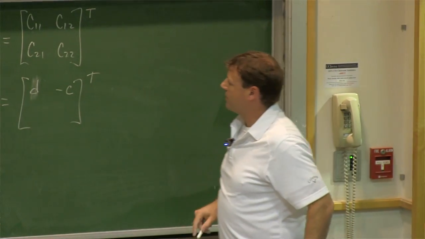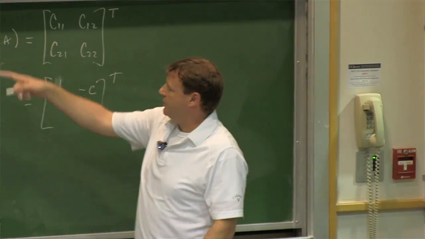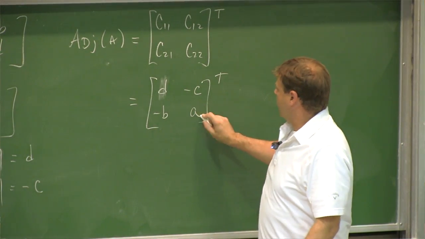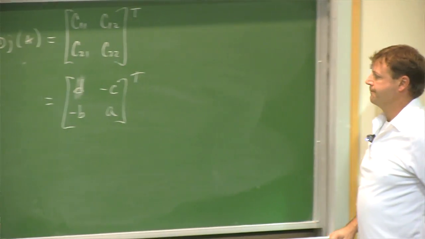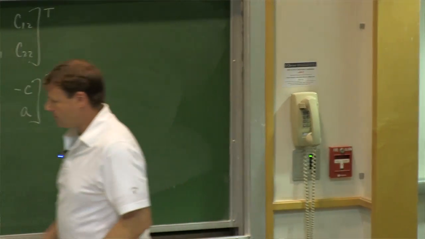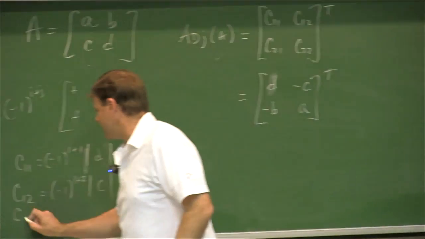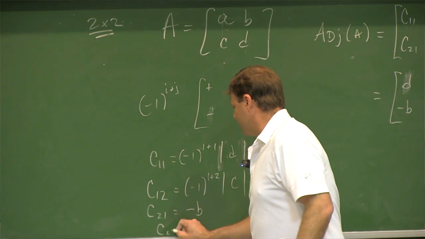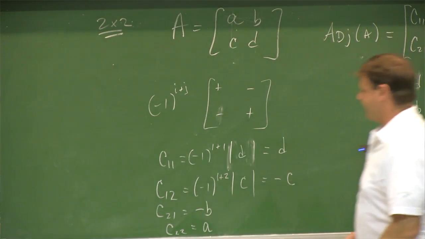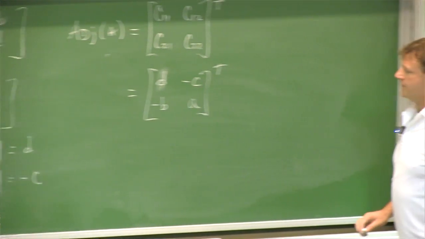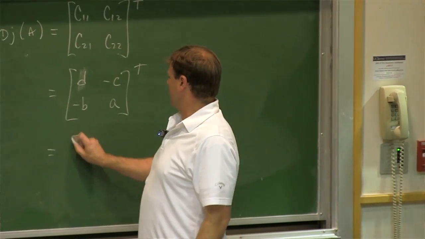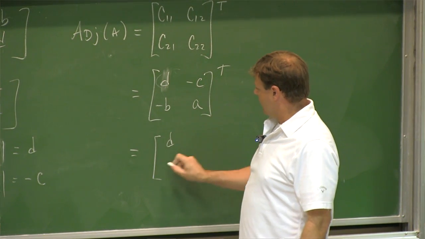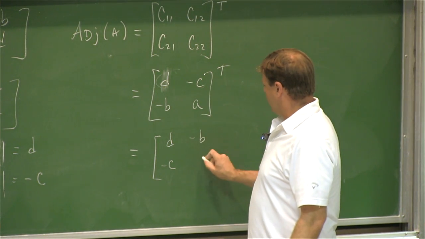I'm going to take the transpose. And then the other two you can compute. So this one's going to be minus b, and this one will be a here. You could write them in here if you like. C21 is equal to minus b, and C22 is equal to a. And then we'll take the transpose. So when I do the transpose, I make the rows into the columns. So I have d, minus c, minus b, a.